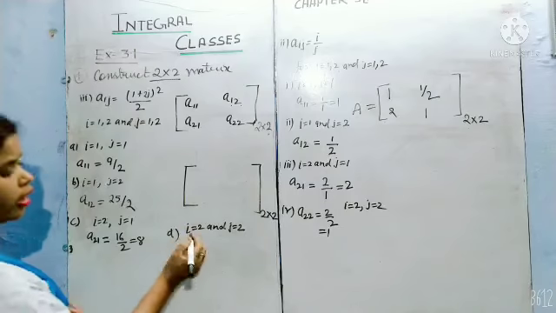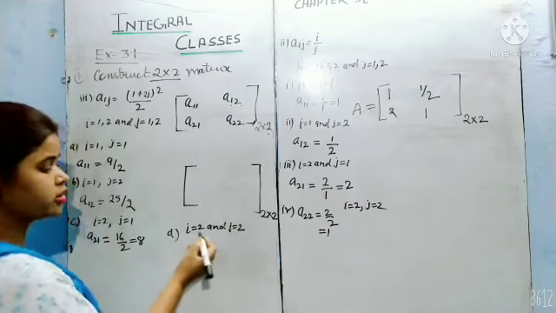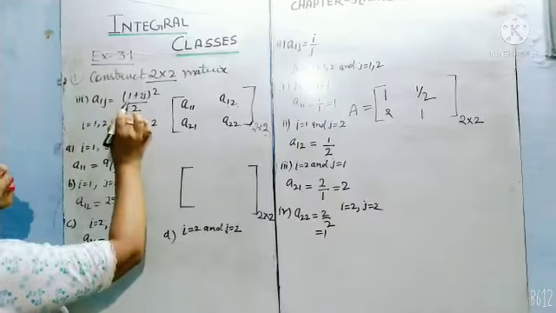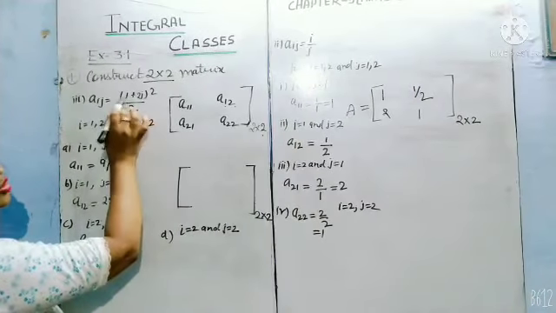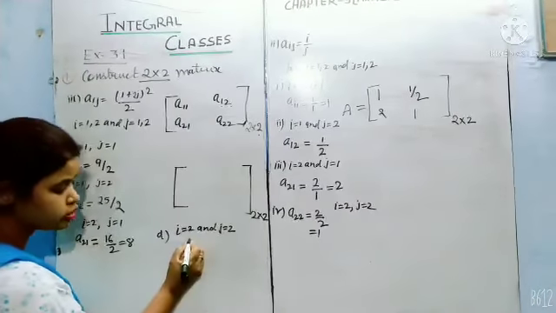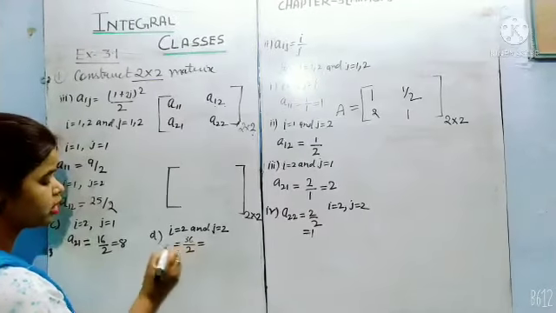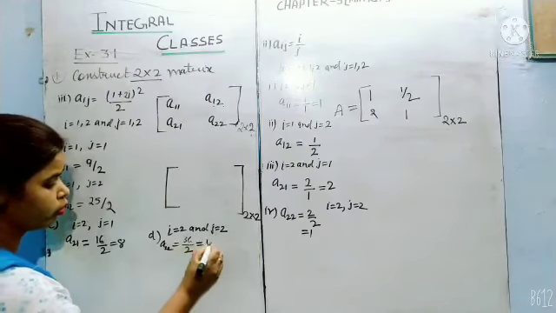Now i equal to 2, j equal to 2. It means row is second and column is also second. Then 2 plus 2 2 is 4 plus 2, 6. 6 square, 36 by 2. It means A22 equal to 18.